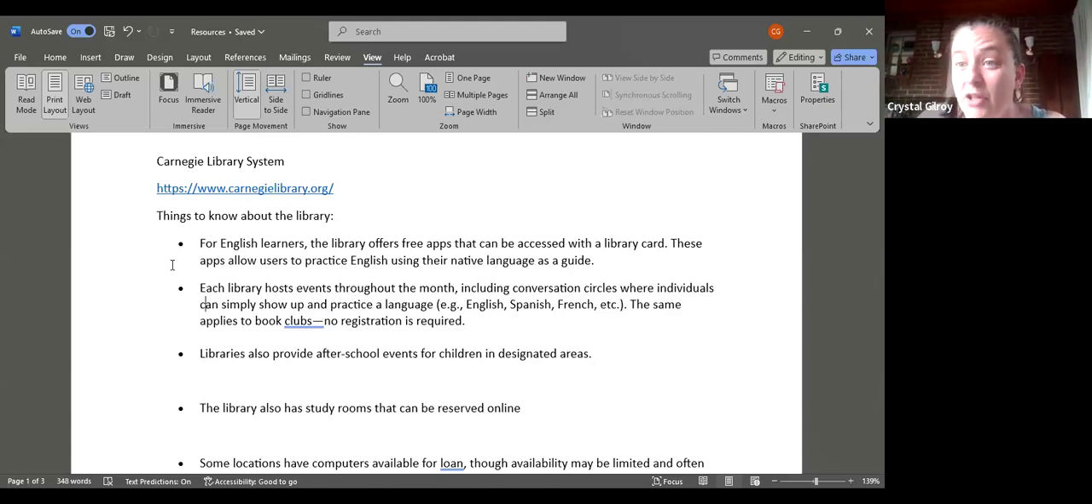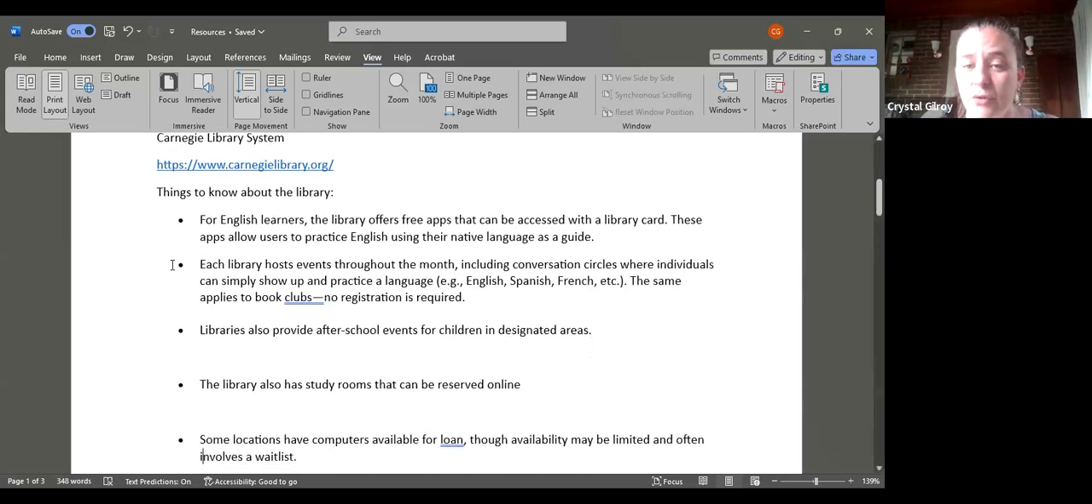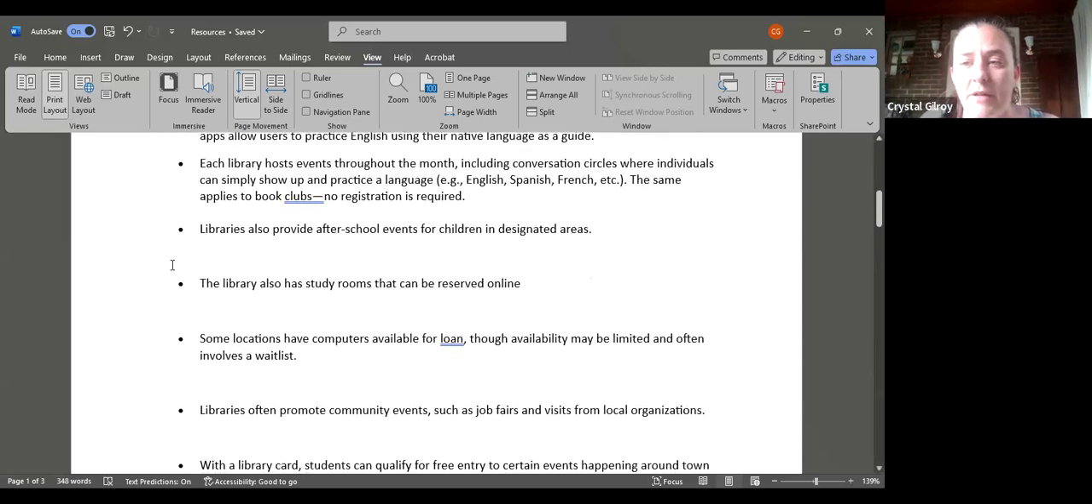where people can show up and practice the language. And it doesn't always even have to be English. It can be other languages. They also have book clubs that you do not have to register for, and you can just show up and do that. They can also provide after school events for children, and I'll talk about kids stuff in a little bit.